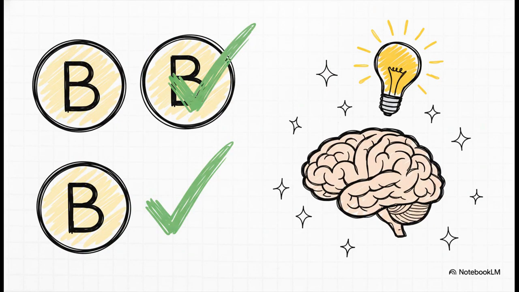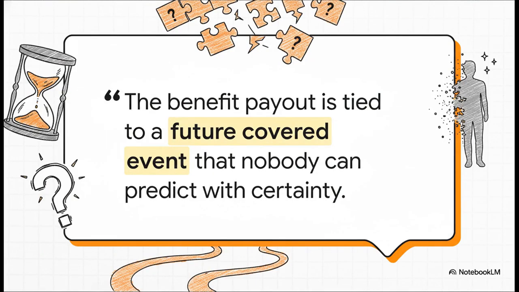And once again, B is our answer. You're on a roll. That's the logic. It's aleatory because that huge payout, the death benefit, is completely tied to a future event that no one can possibly predict for sure. It has nothing to do with equal duties or how long the contract lasts. It all comes back to that uncertain event.